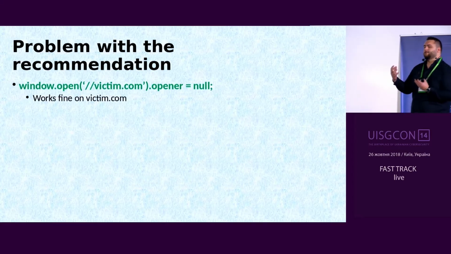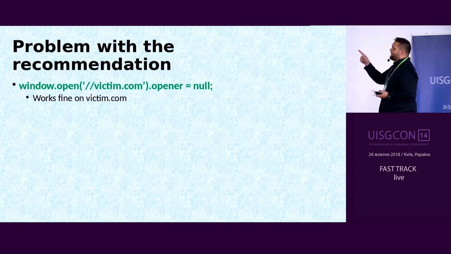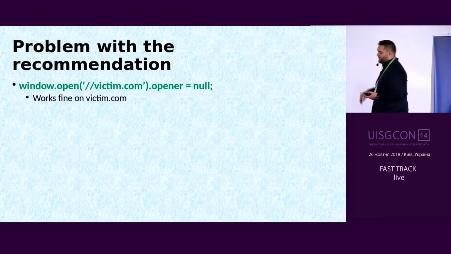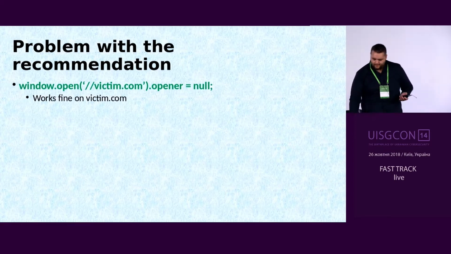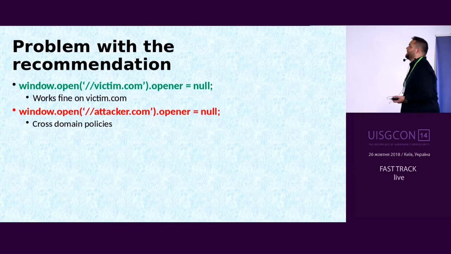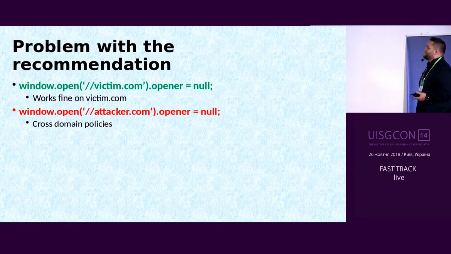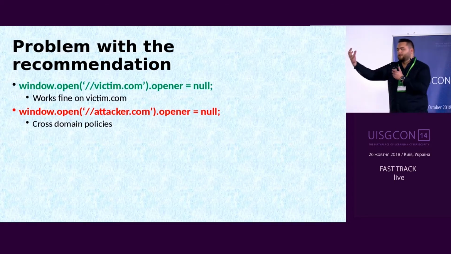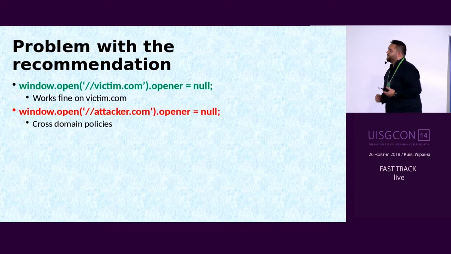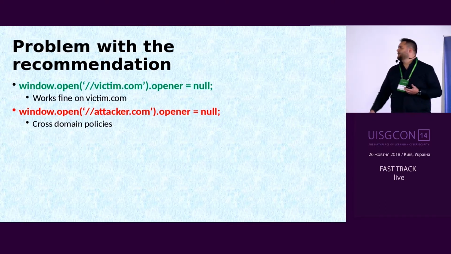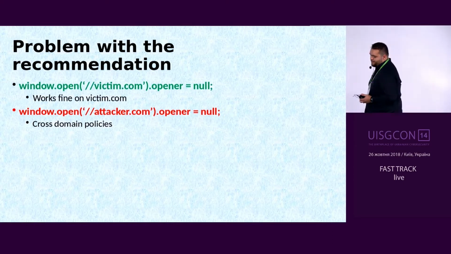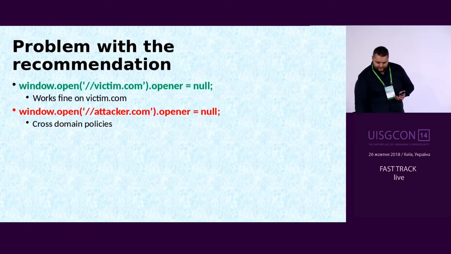two sites under the same domain can do anything. If victim.com opens victim.com and sets the opener to null, this will run fine. But if victim.com opens attacker.com, and it tries to set opener to null on that cross-domain site, it will be forbidden by the browser because of cross-domain policies. And the attacker.com will be able to redirect my page.